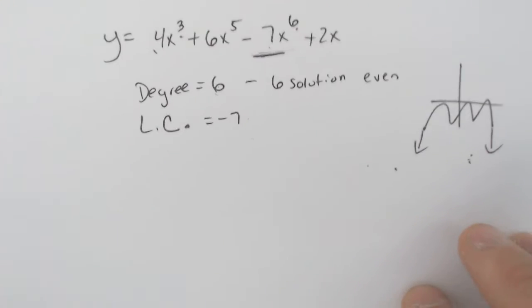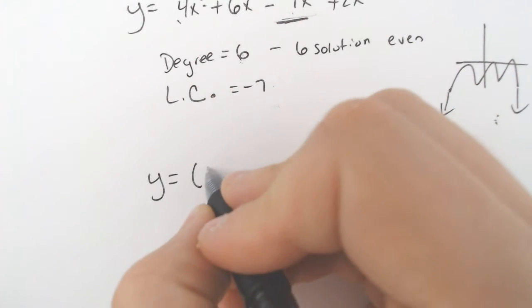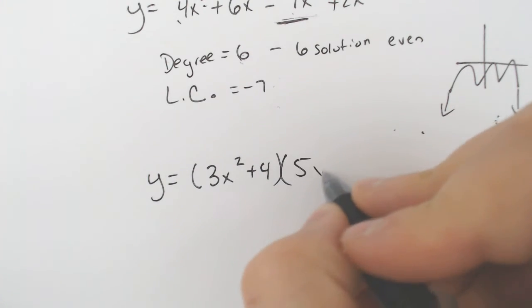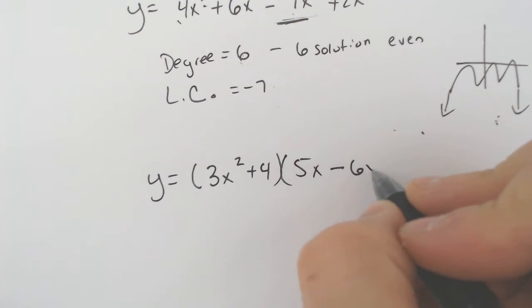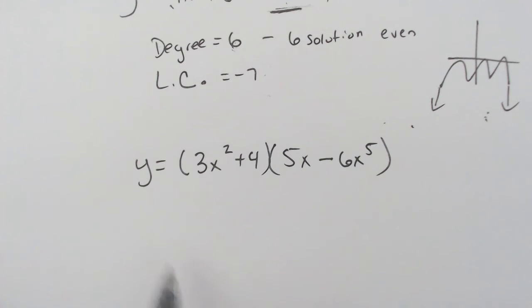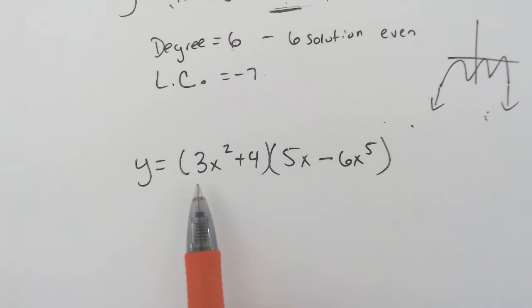So I got one more quick one. Let's say we got y is equal to 3x squared plus 4 times 5x minus 6x to the fifth. Now, you could FOIL this whole thing out, but if you think very carefully and slowly, maybe not that slow, what is going to create the biggest exponent?